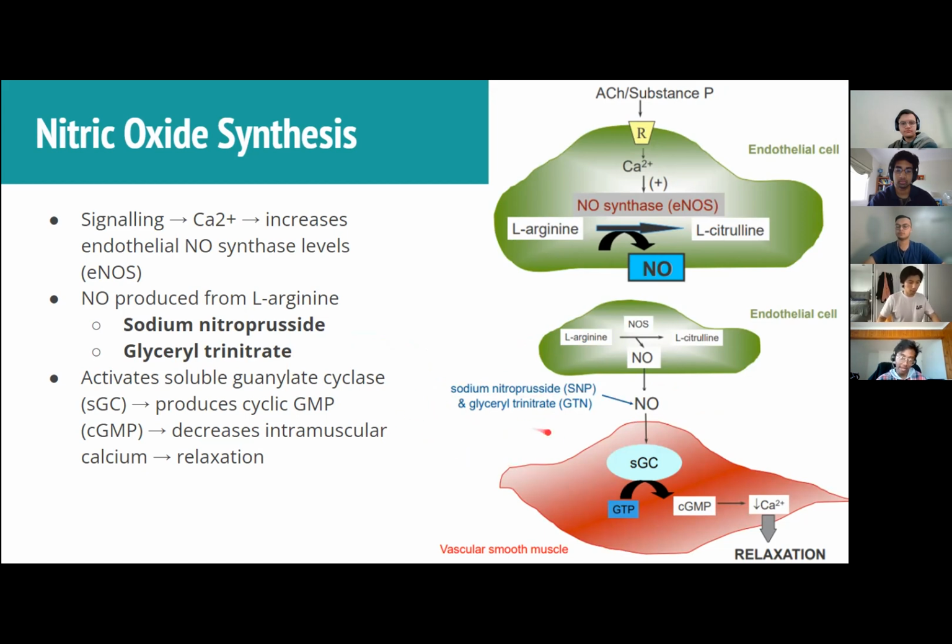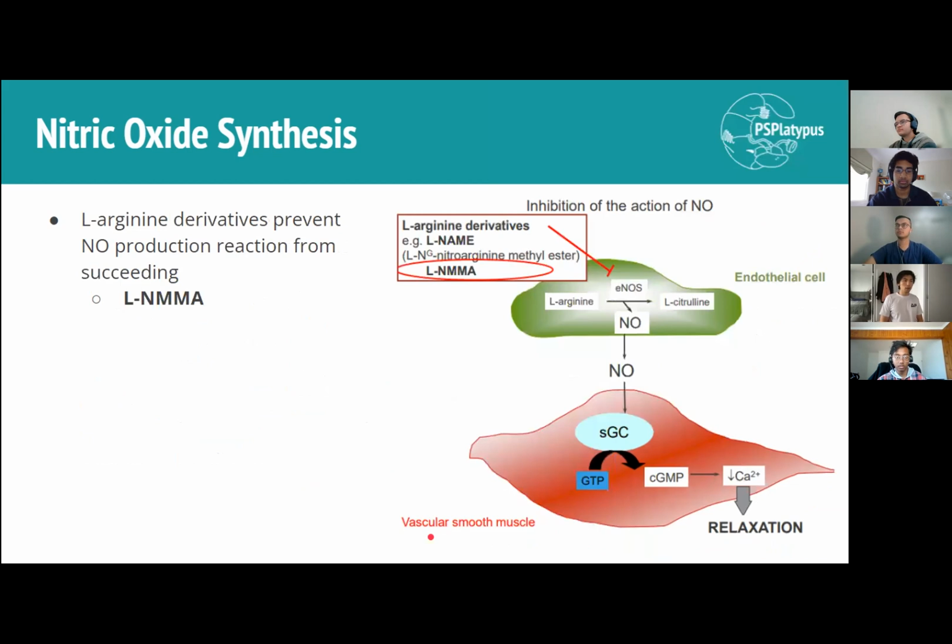The same effect being the activation of soluble guanylyl cyclase, SGC, which produces cyclic GMP. And this cyclic GMP causes an ultimate decrease in calcium, which causes smooth muscle relaxation, because we know that calcium is required for smooth muscle contraction, or just muscle contraction in general. So a decrease of that makes sense for it to cause relaxation. So yeah, here's how all this is created.